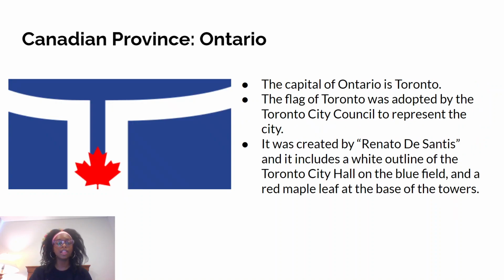Next, we have one of Canada's provinces, Ontario. The capital of Ontario is Toronto. The flag of Toronto was adopted by the Toronto City Council to represent the city. It was created by Renato De Santis, and it includes a white outline of the Toronto City Hall on the blue field and a red maple leaf at the base of the towers.